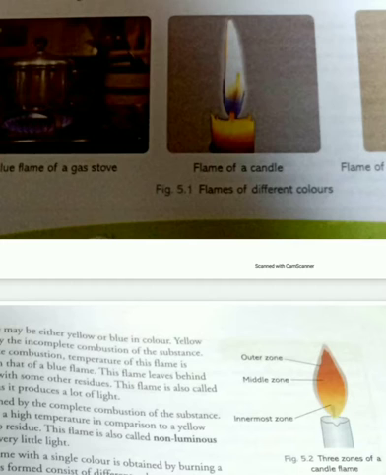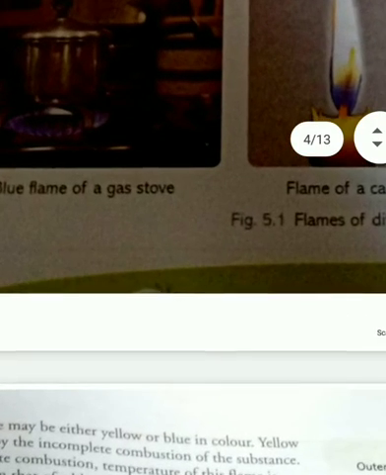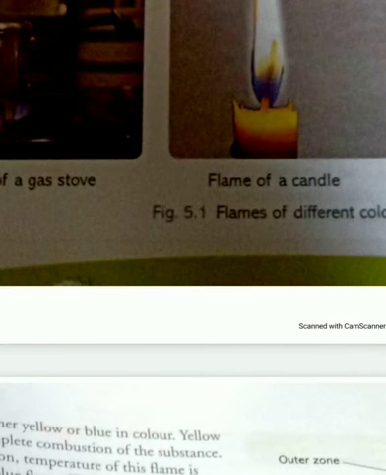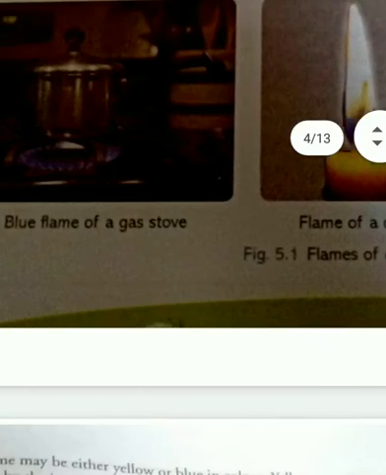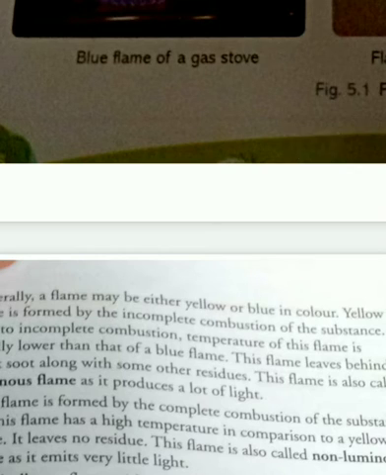So different substances have different types of flame. Here three examples were given. One was the blue flame coming out of the gas stove, which burns due to the presence of an LPG cylinder. The next one was the flame produced by a candle, and another was the flame produced by a kerosene lamp. So I think you have understood what flame is. The visible gaseous part of fire is called flame, and you can see the flame can be yellow or blue in color.